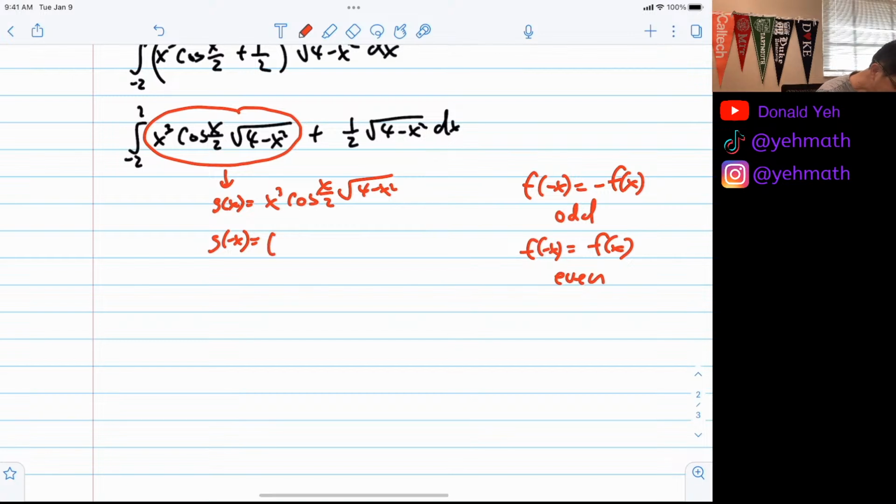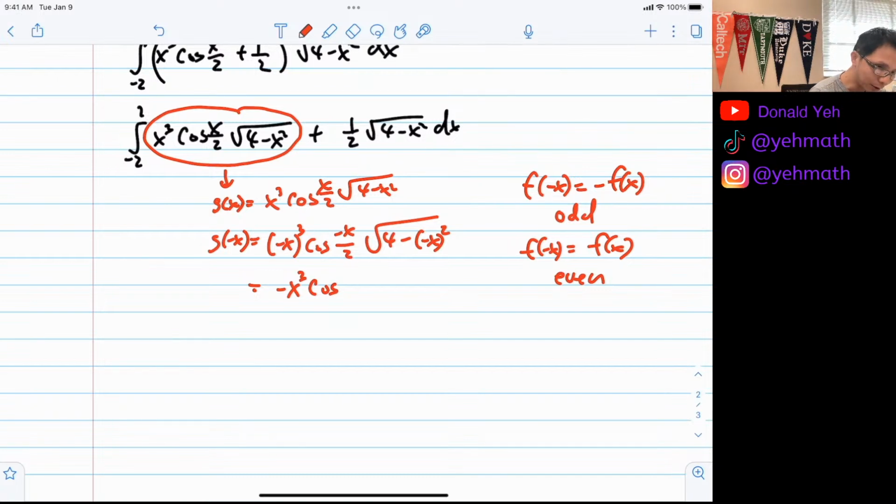So we try it out. Negative x to the cube, cosine of negative x over 2, square root of 4 minus negative x squared. This ends up being negative x to the cube. Now, cosine is an even function. The graph of cosine looks like this, and the left side and right side are symmetric, so it's even. And this part is the same thing. So if you realize, this is actually odd.